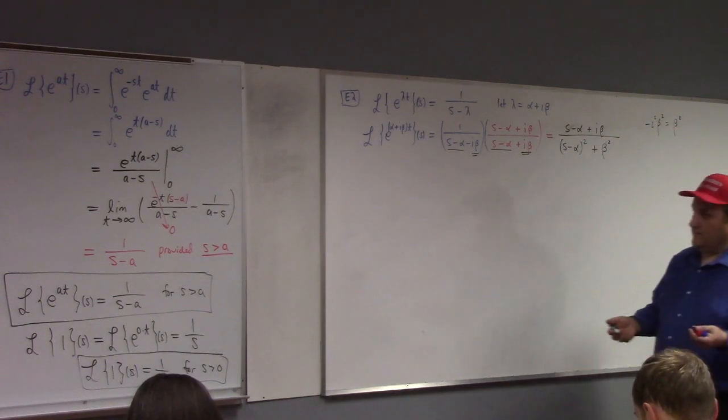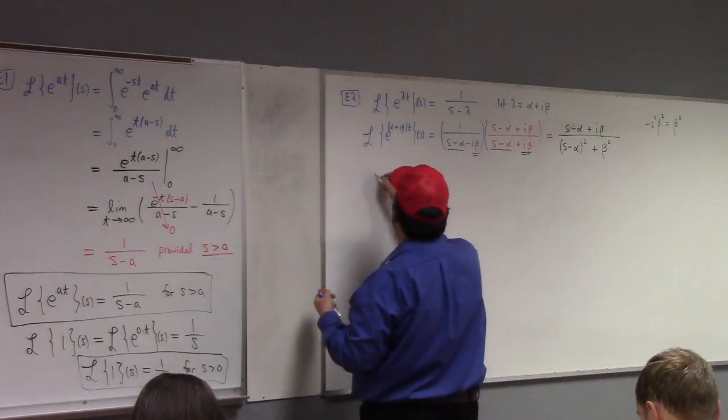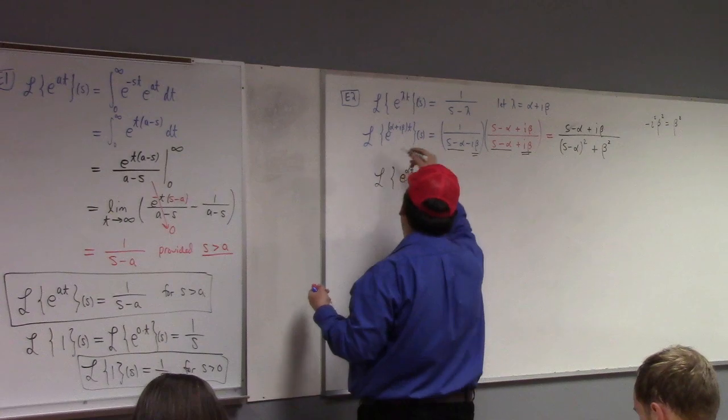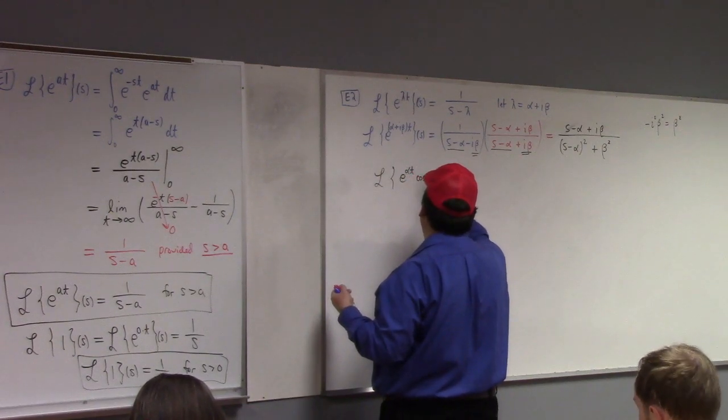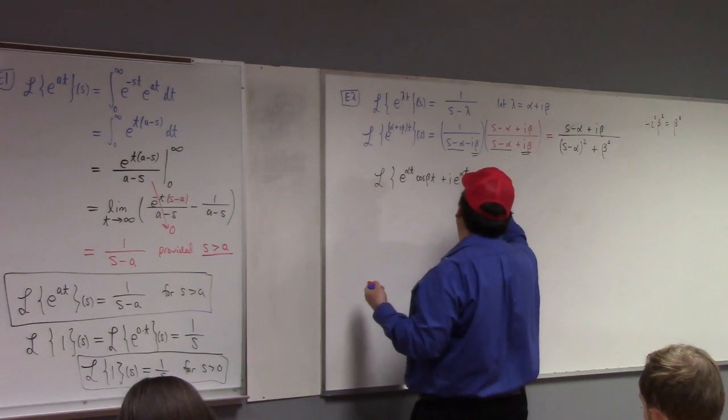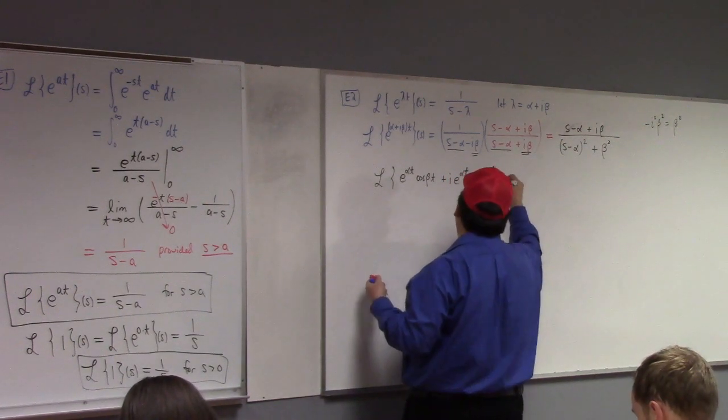But on the flip side of things, we have over here the Laplace transform of e to the (alpha plus i beta) t. Remember, that works out to e to the alpha t cosine beta t plus i e to the alpha t sine beta t, right?